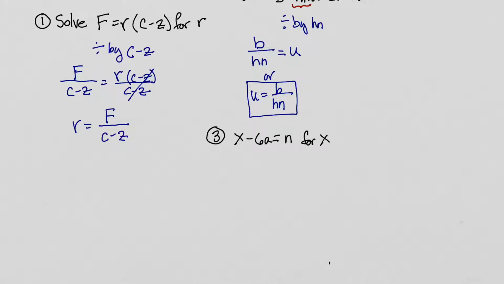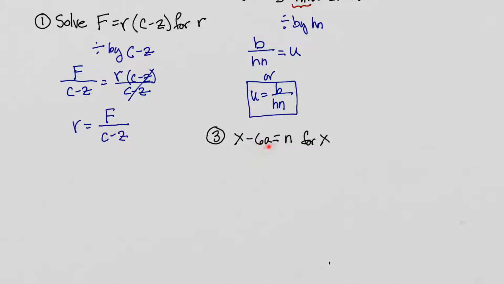Number 3, another literal equation. So what we have is the variables x, a, and n. And right now, if we were to know x and a, we'd substitute them here and compute, and we'd end up with the value of n. But what we want to do this time is rearrange this equation so that we have it solved for x. So I don't think there's much to do here, do you? I just want x by itself.